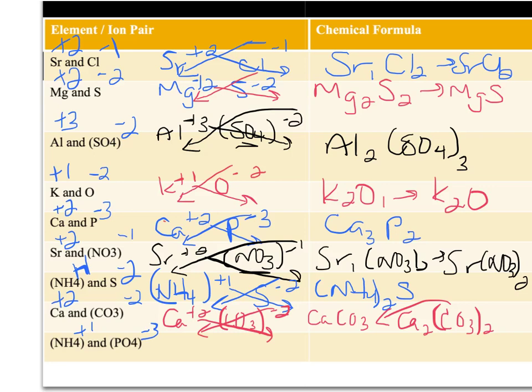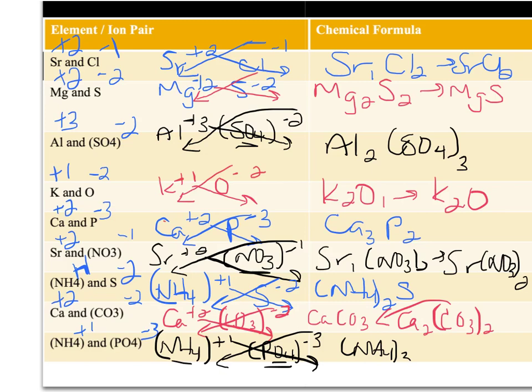And last but not least, NH4 +1, PO4 -3. Okay, so this one's got 2 polyatomics. So again, remember you can't touch what's inside the parentheses. The 3 comes over here, drops its sign, and becomes the ammonium subscript. The 1 comes over here, drops its sign, and becomes the phosphate subscript. So the chemical formula here is (NH4)3PO4.